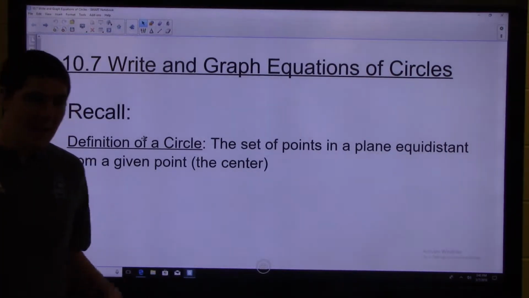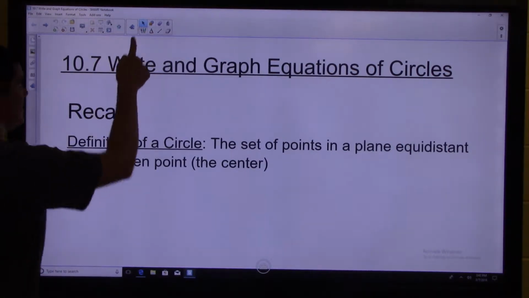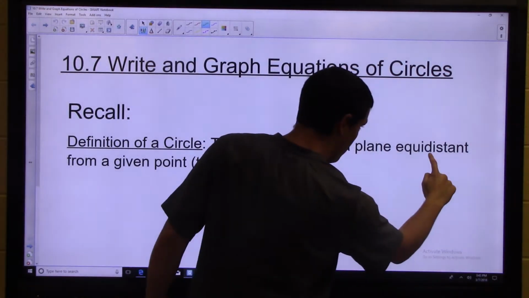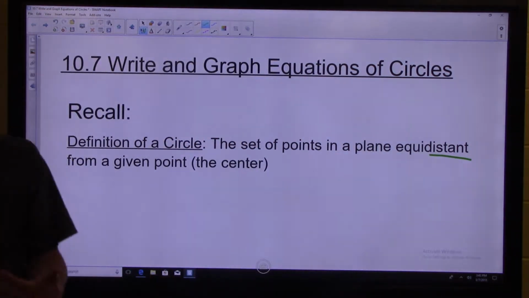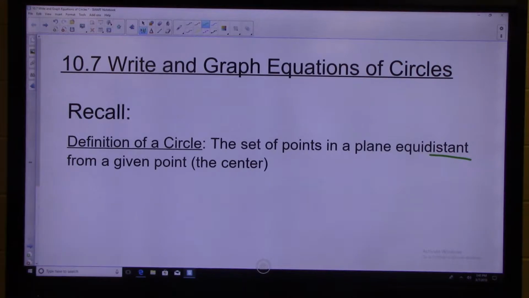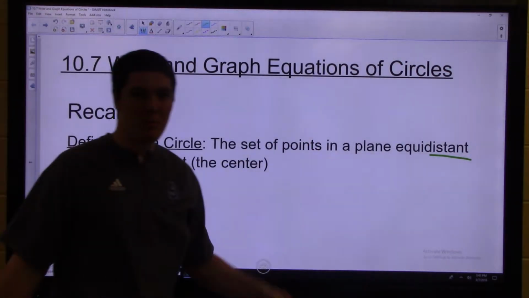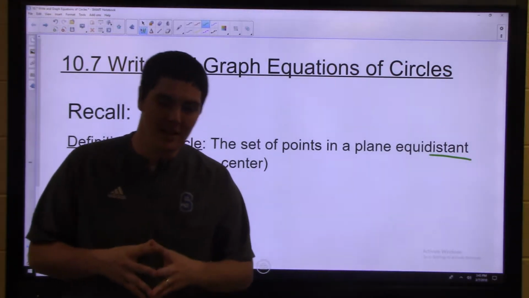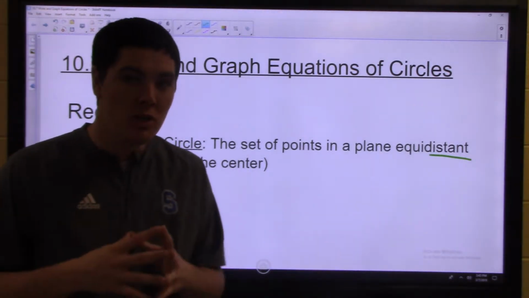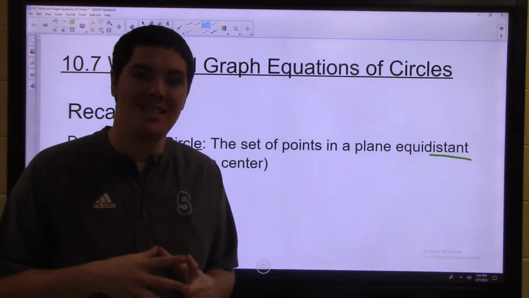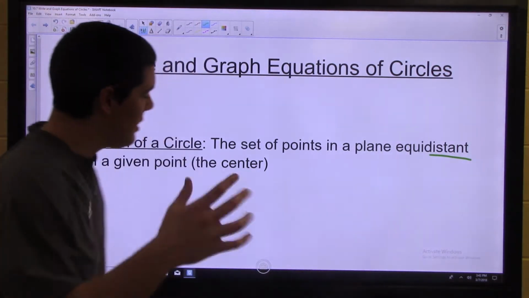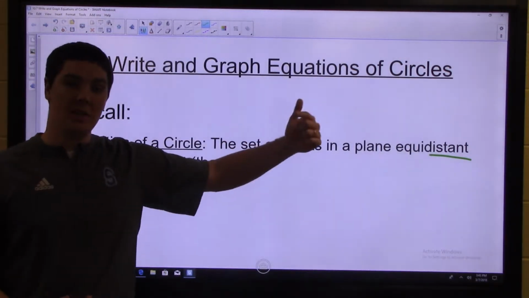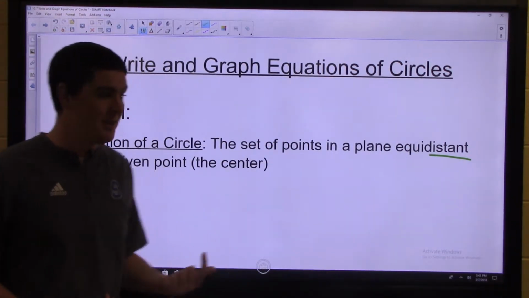So with that being said, the key word here, guys, is equidistant, and the key part of that word is distant, or distance. Distance is what we're going to be dealing with. So guys, if we're talking about a set of points that are equidistant from a given point, we are going to use the distance formula. That's what we're going to work with to determine what the standard equation of a circle is. So that's what we're going to get into next.